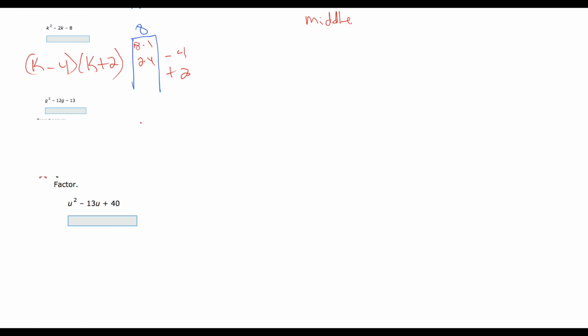Okay, go over here. You put our -13 on the top. Just the 13. And then our factors of 13 are 13 and 1. Okay, now what do we do? What of those factors add up to get -12, which we know is -13 plus 1? So negative 13 plus 1. All right. And now what?